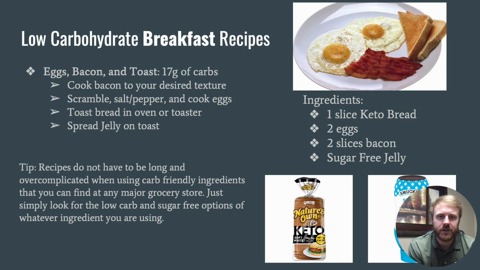This next recipe I have here isn't necessarily a recipe at all. This is more of how you shop. So this is just a regular old breakfast: eggs, bacon, toast. If you use the keto bread and eggs and bacon here, and you put the sugar-free jelly on your toast, this whole breakfast on this plate will end up being about 17 grams of carbs.